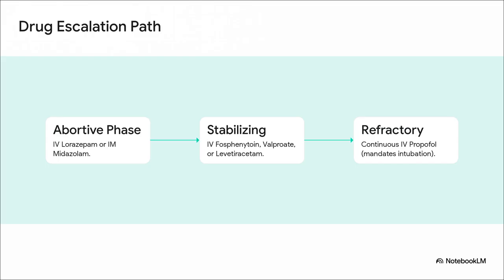Step 2, the stabilizing phase. Non-sedating, long-acting anticonvulsants are mandatory right after that initial benzodiazepine. That means pushing IV fosphenytoin, valproate, or levetiracetam. If the seizures still won't quit and you hit Step 3, the refractory phase, you have to escalate to continuous anesthetics like propofol, phenobarbital, or midazolam. And listen closely, reaching this stage strictly mandates endotracheal intubation.